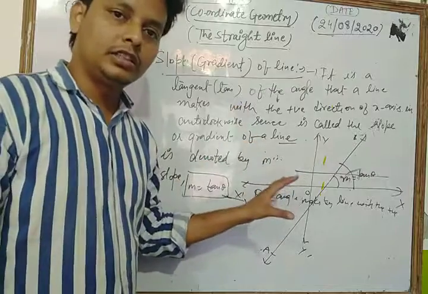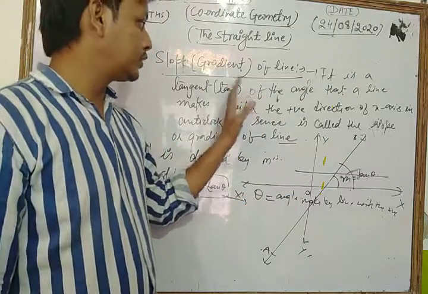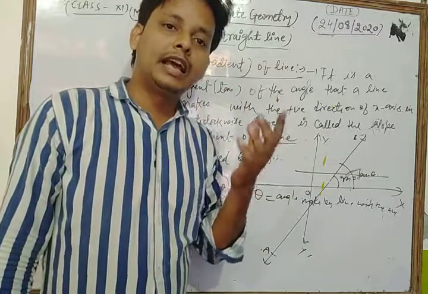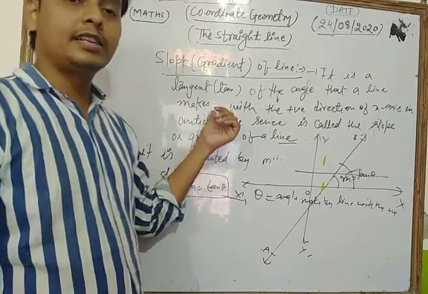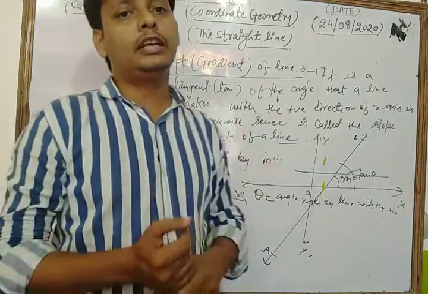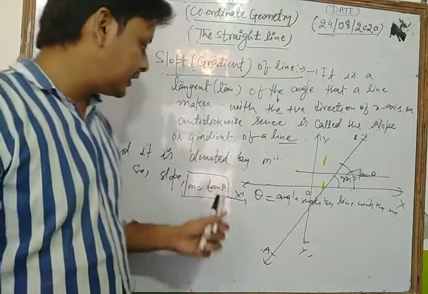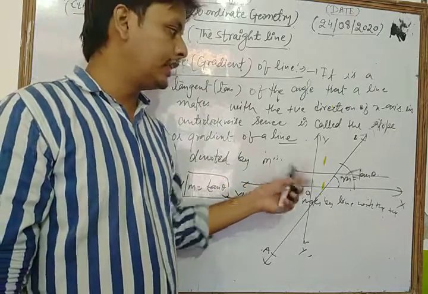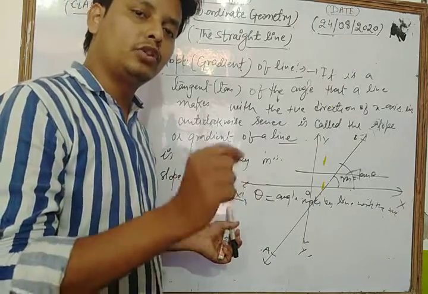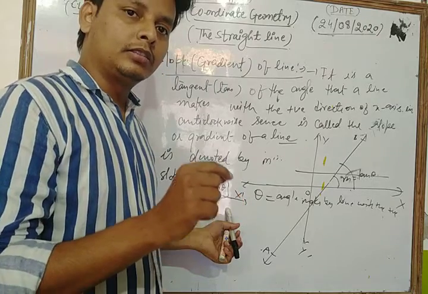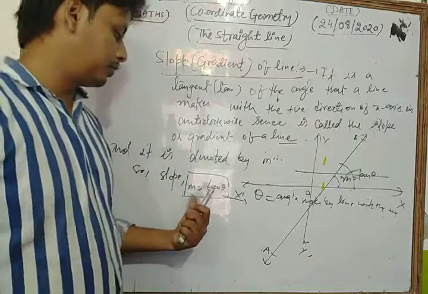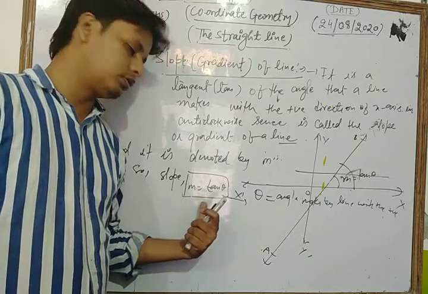So it is clear, dear students, what is slope? Slope is the tangent of the angle that a line makes with the positive direction of the x-axis in anti-clockwise sense. It is called the slope or gradient of a line, and it is generally denoted by the letter m. So m is equal to tan theta, the tangent of the angle that the line makes with the positive direction of the x-axis.